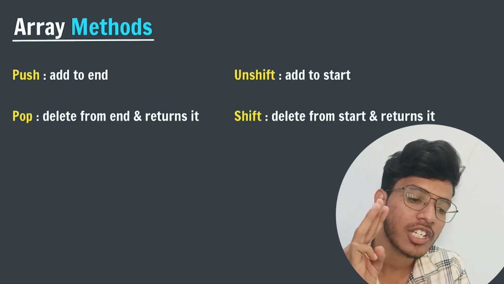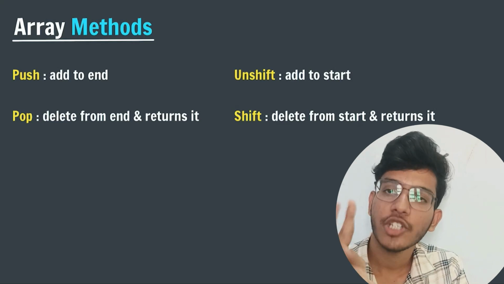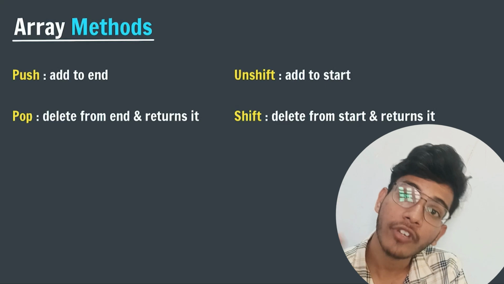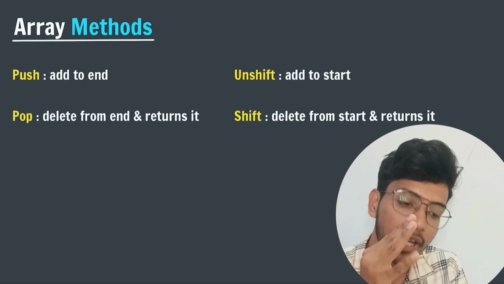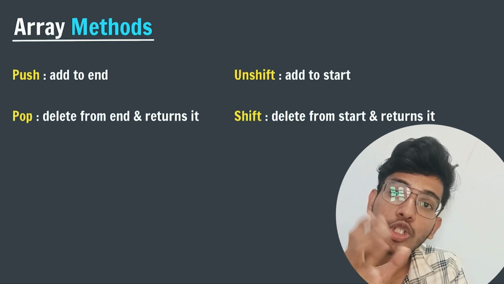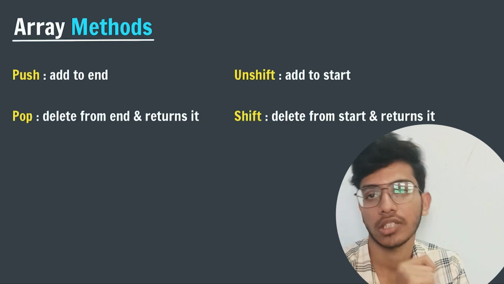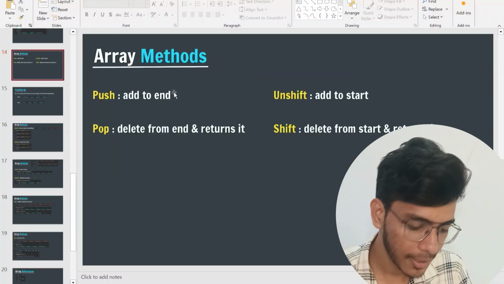Now, the third function is unshift. Unshift is used to add elements from the start, whereas shift is used to delete elements from the start. Let us see how this will work.